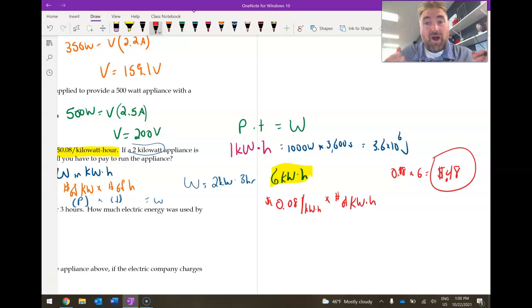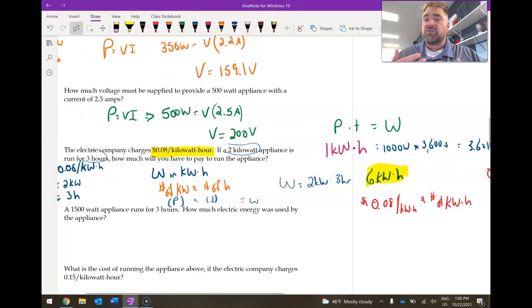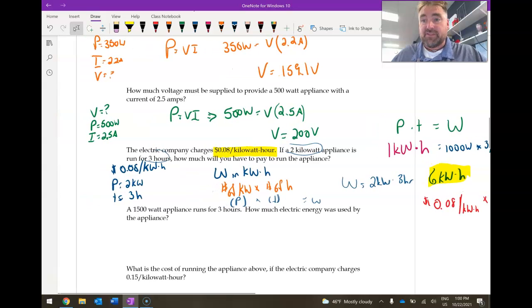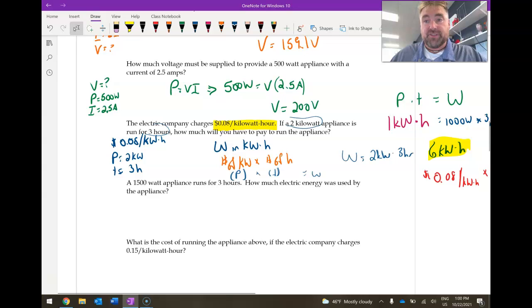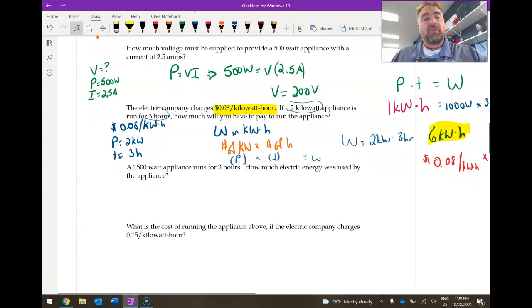So 2,000 watts, that's a lot. And it only costs us less than 50 cents to run that for those 3 hours. So electrical energy, it's a really cheap way to get us the energy that we need. And that's the reason why it's the foundation for our entire modern society, as you heard me say. So now we look at the next one.